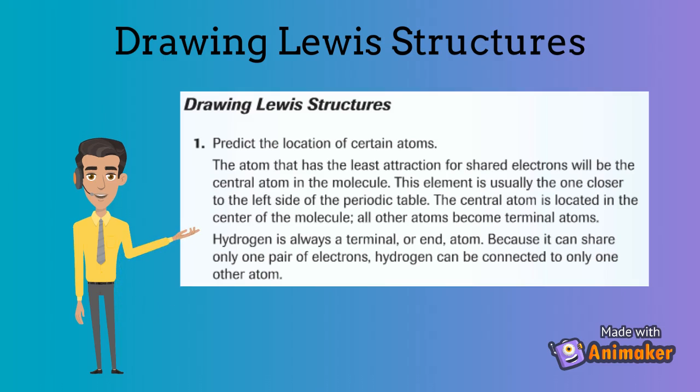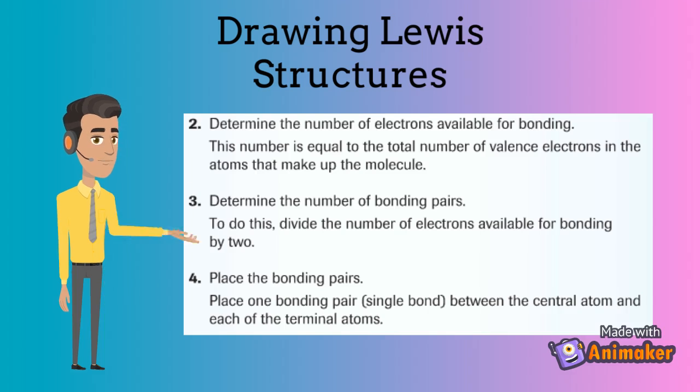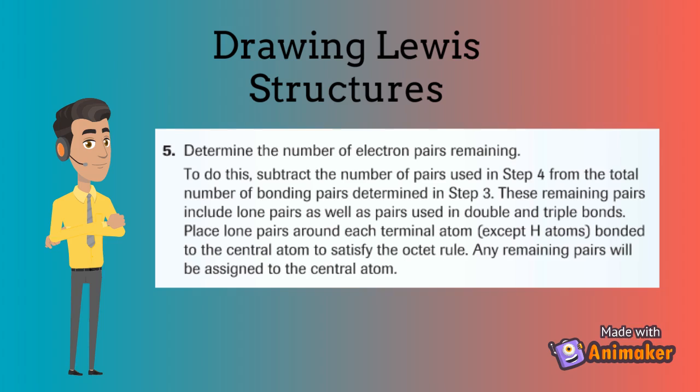To draw a Lewis structure, a certain procedure must be followed. The atom that has the least attraction for shared electrons will be the central atom of the molecule. You know that hydrogen is always a terminal, or end, atom, because it can share only one pair of electrons. In step 2, we determine the number of electrons that are available for bonding. Step 3 is to determine the number of bonding pairs. In step 4, we place the bonding pairs. In step 5, we determine where the remaining electron pairs are placed.